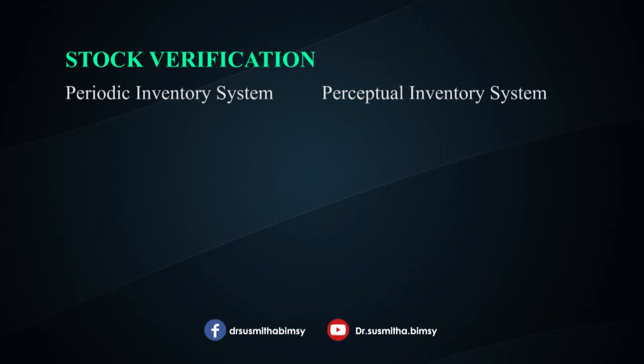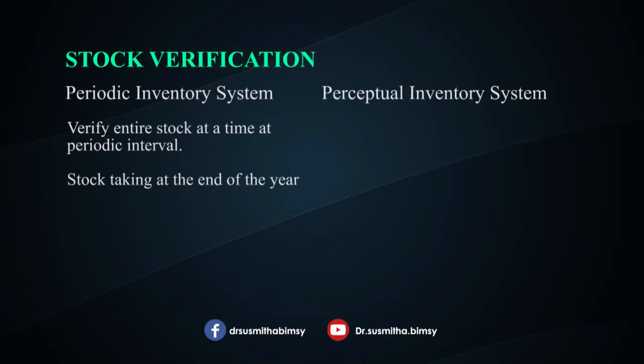What do you mean by periodic inventory system? As the name indicates, periodic stock verification, we have to verify the entire stock at a time at periodic intervals, usually once in a year, that is at the close of the accounting period. Thus, stock taking at the end of the year or half year is called periodic stock taking or periodic inventory system. So the entire material is physically counted and the value of closing stock is ascertained for the purpose of preparation of final accounts.